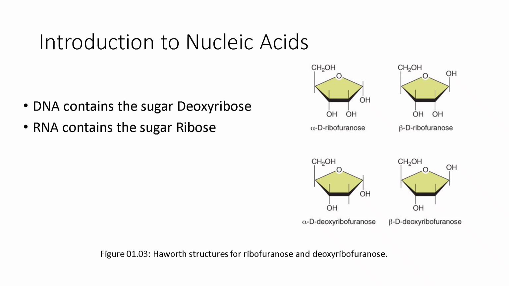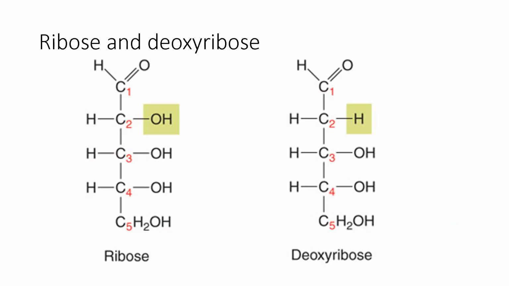These sugar molecules form a ring structure and are central to the nucleotide's backbone. The difference between ribose and deoxyribose lies in one oxygen atom. Ribose has a hydroxyl group on its 2-carbon, while deoxyribose lacks it. This small structural change affects the stability and structure of RNA and DNA, making DNA more stable for long-term information storage.